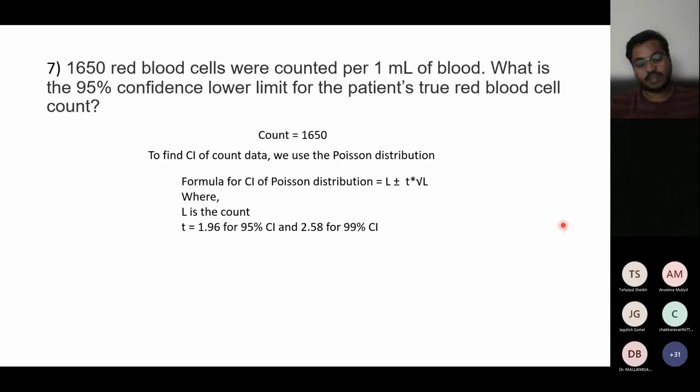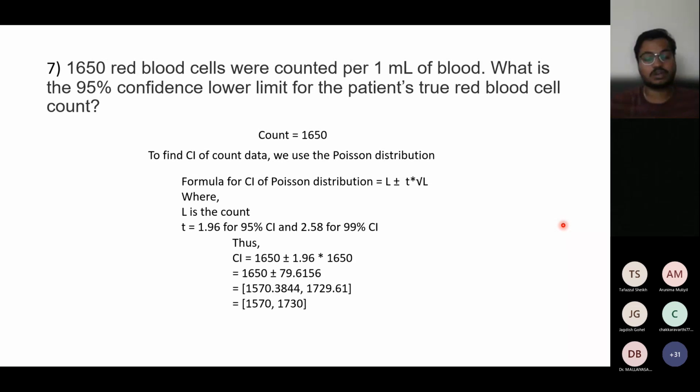So we have a standard formula for calculating CI for a Poisson distribution, which is L plus minus T into root over of L, where L is the count, that is 1650 here, and T is a value depending on what confidence interval you are using. If you are using a 95% confidence interval, you use a T value of 1.96. And if you are using a 99% confidence interval, you use a T value of 2.58.